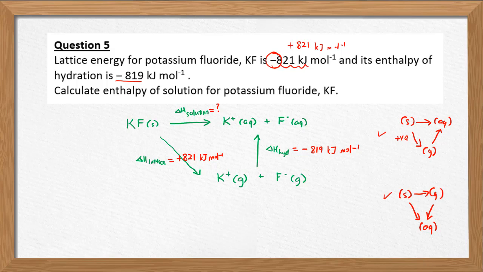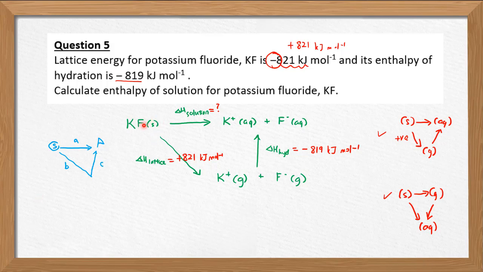According to the diagram that you have drawn, if you look at the directions, we have a single direction from KF into the aqueous ions. And then we have the lattice energy, where the solid breaks down into gases, and after that we have this hydration process. So starting point, ending point. Let's label this. Enthalpy of solution I label as A, which is a single step. Enthalpy of lattice I label as B, which is a series of steps together with the enthalpy of hydration.